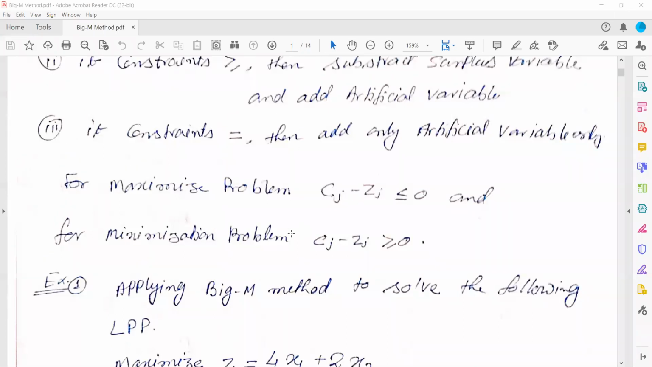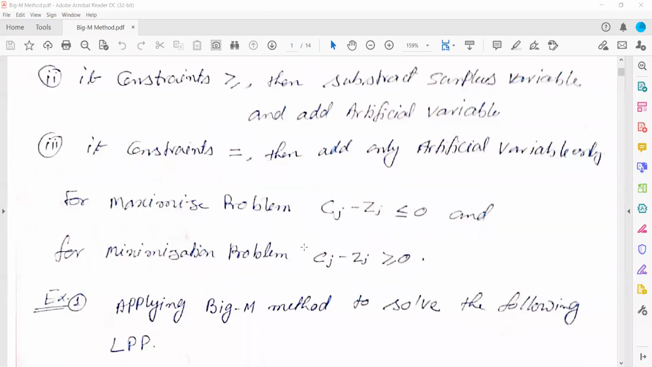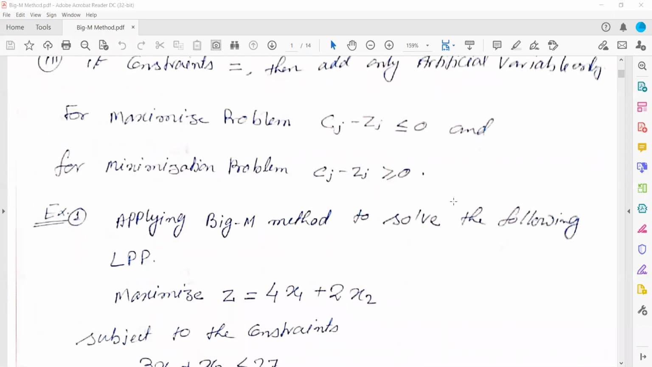So I already told you, if your problem is minimization, then for your convenience you convert the minimization problem into a maximization problem by simply multiplying the objective function by a negative sign on both sides. And then you give it a name. Suppose in place of maximization it is minimization, then you will multiply both sides by a minus sign.